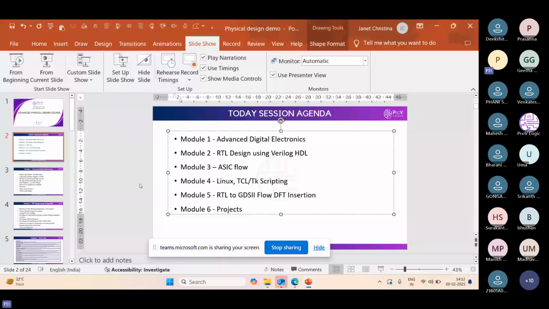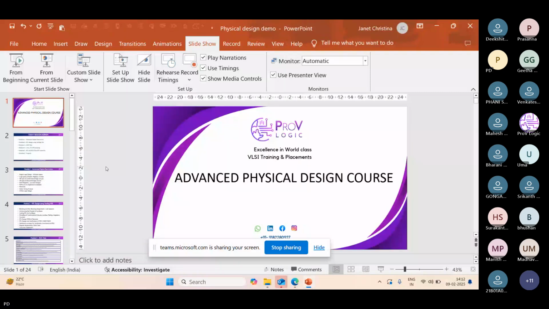So what is physical design? Can anybody have any idea about that? What is physical design in the VLSI domain? Any idea of the design domain? Circuit level to layout designing. Yeah, so circuit level to layout design.